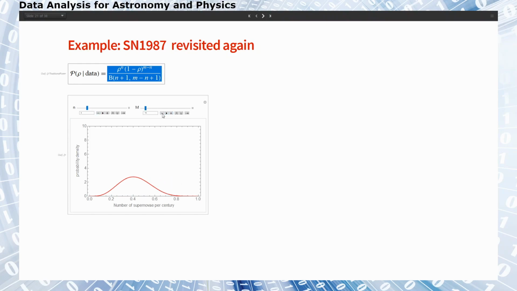If we had not 10 but 15 centuries, it would consequently shift to the left, and it would become narrower and narrower. This is the same effect as we already had in the urn example by having more draws.